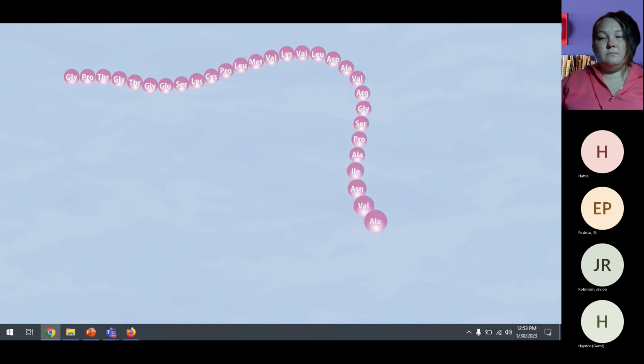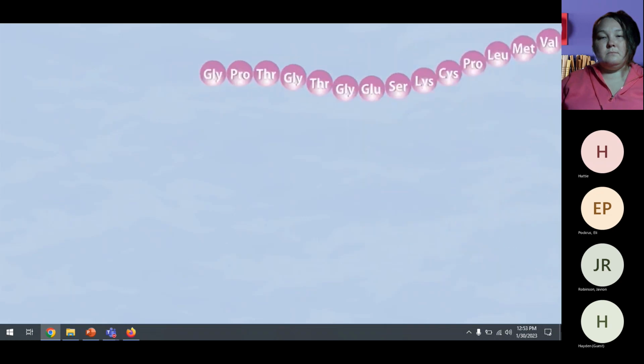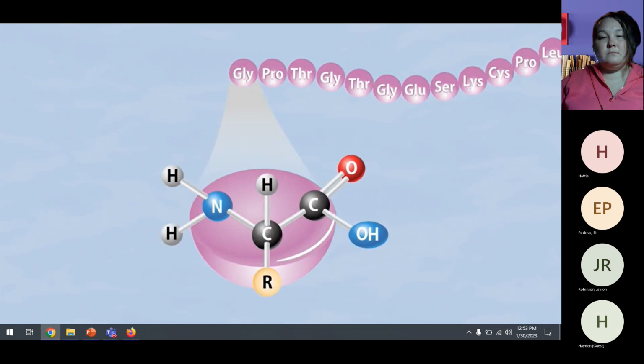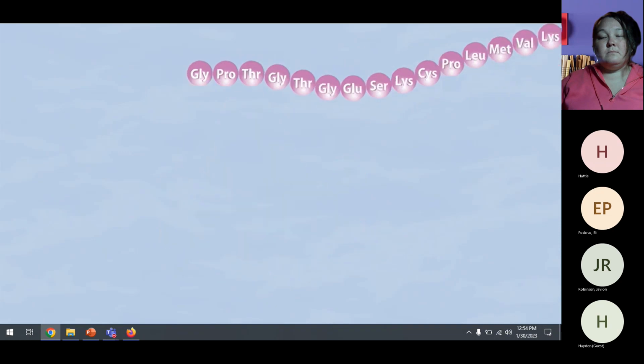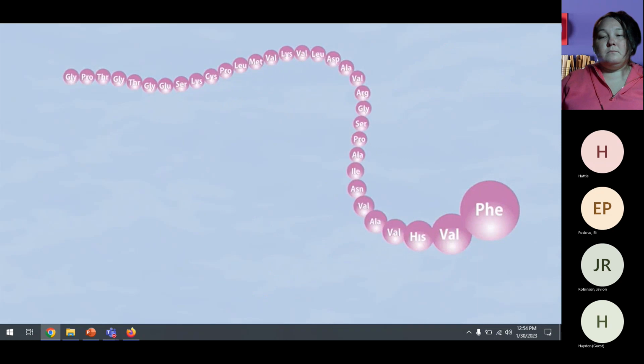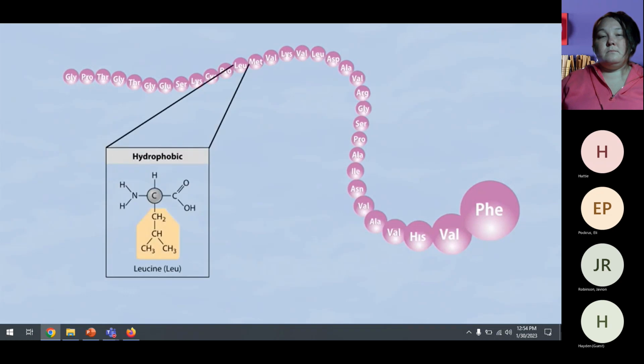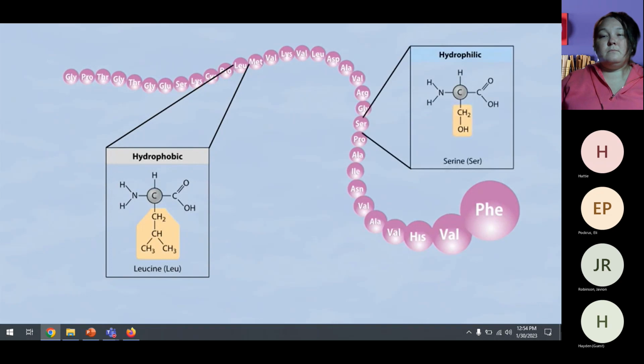You can see the different kinds indicated here by their 3-letter abbreviations. Let's take a closer look at the makeup of an individual amino acid. Each amino acid has an amino group, a carboxyl group, a hydrogen atom, and a variable group symbolized by R, and all are attached to a central carbon atom. The R groups of the various amino acids differ in their size and composition. An R group can be hydrophobic, meaning water-fearing, or hydrophilic, meaning water-loving.